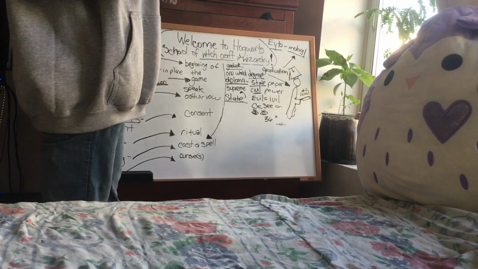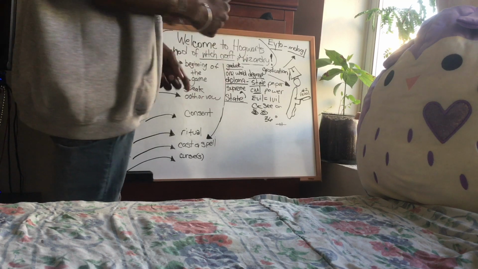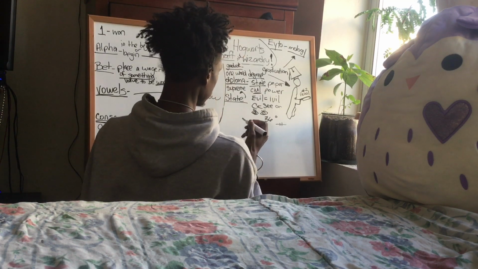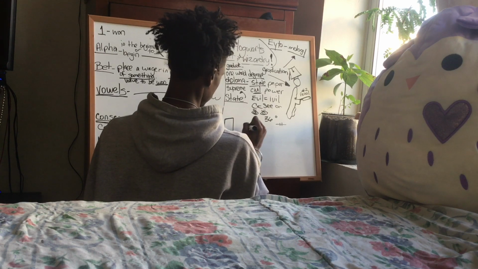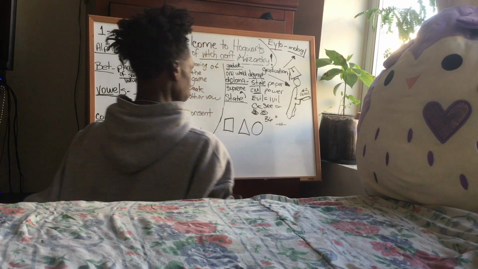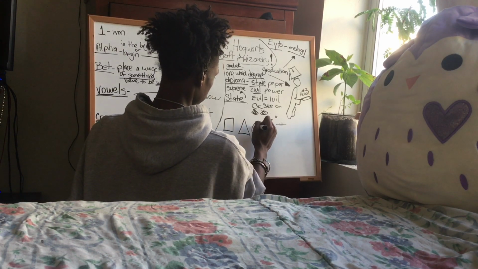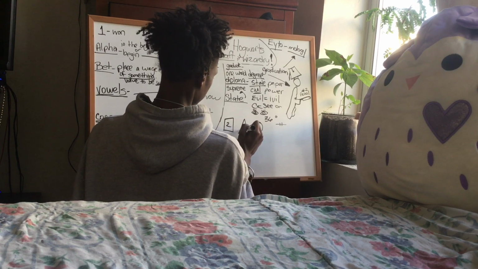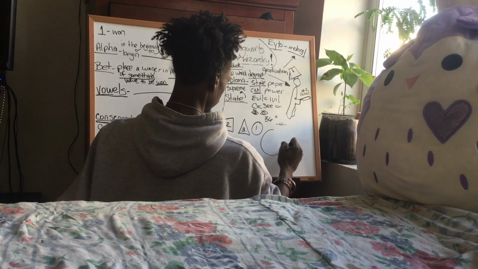Now there's only three shapes in existence, okay? And from these shapes, you have every other shape. So the only three shapes in existence are these: the square, the triangle, and the circle. Those are the only three shapes, okay? 1 and 3, okay? And if you put it all together, it looks like this.